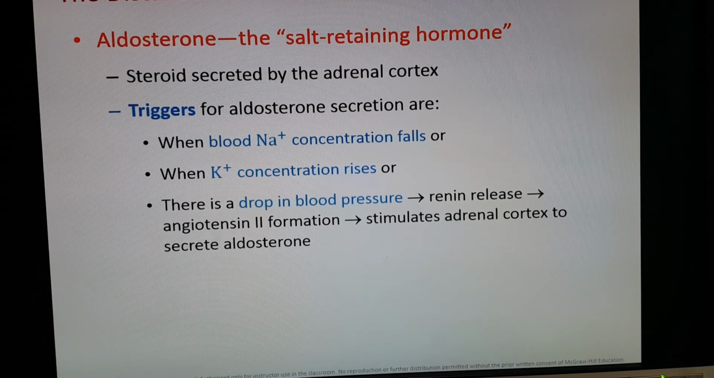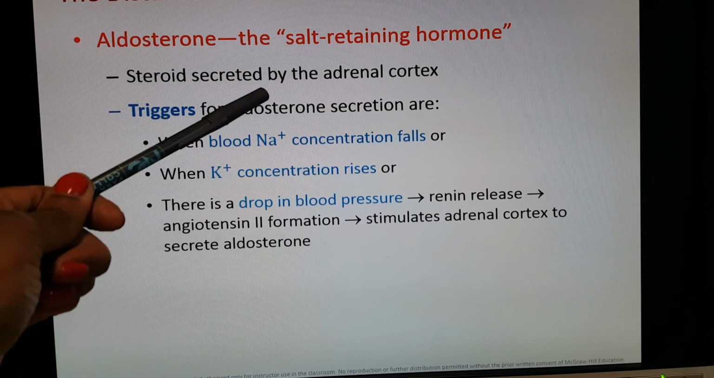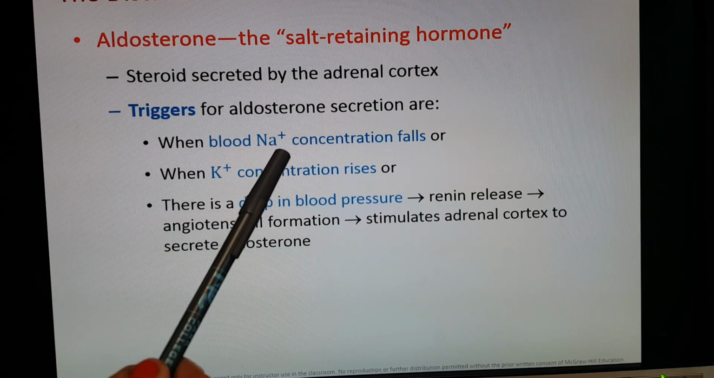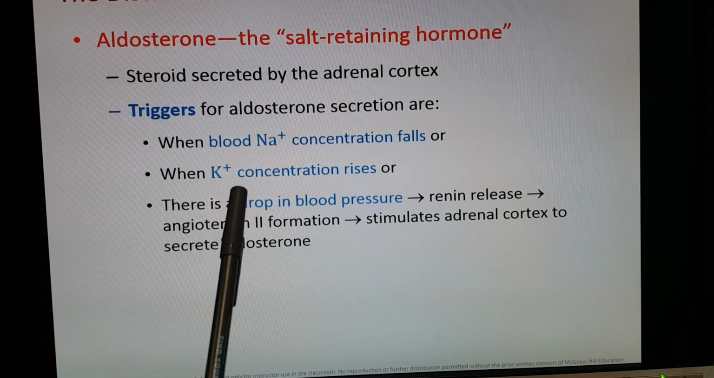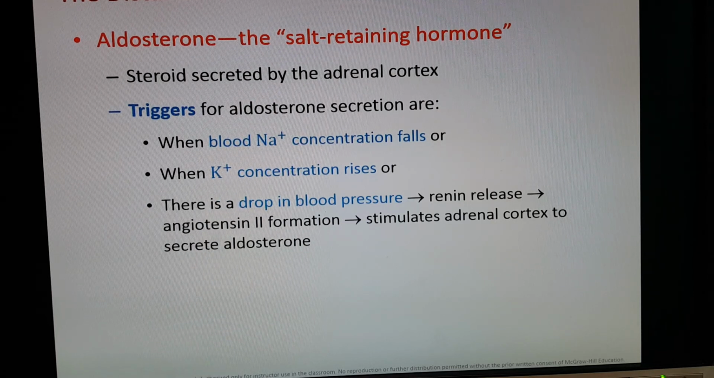So the main hormone that really does a major job in affecting the tubes is your aldosterone hormone, also known as the salt-retaining hormone, so very important one. It's secreted by the adrenal cortex, so from the adrenal glands that sit on top of the kidneys, for the most part, unless your kidneys are in a different spot than they should be. So the trigger for secretion of this hormone is when your blood sodium levels fall. So therefore, this hormone is secreted, causing more salt to be retained, and therefore helps to increase the concentration of your sodium. Also triggered when your potassium concentration rises.